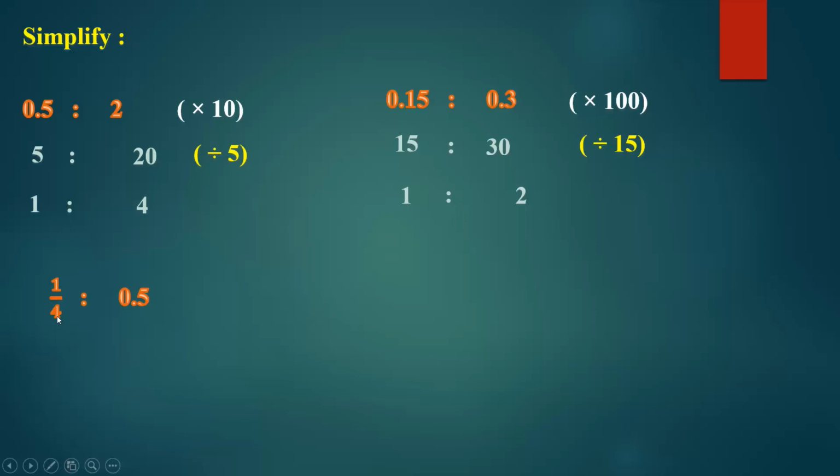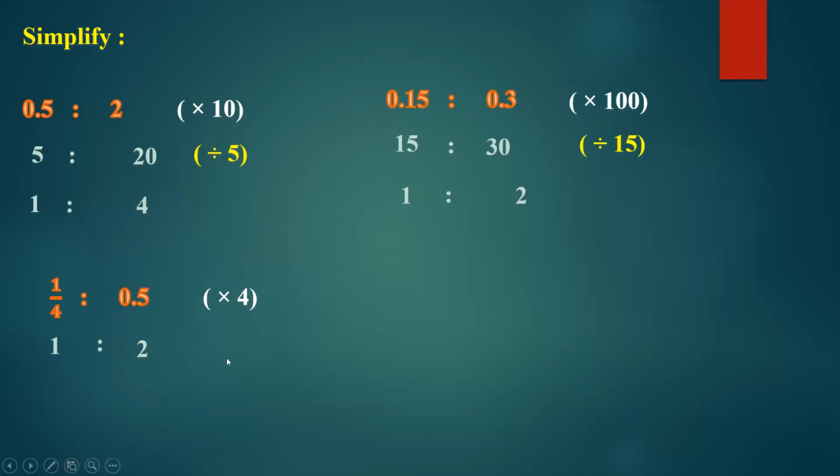1 over 4 to 0.5. Okay, if we have a fraction and a decimal, first step, remove the denominator. The denominator is 4, so we are going to multiply by 4. Multiply by 4, it will be 1, 2, 0.5 times 4, it will be 2. So, and this is the simplest.